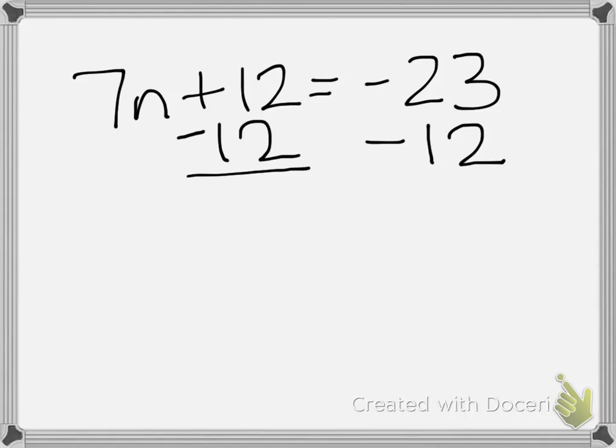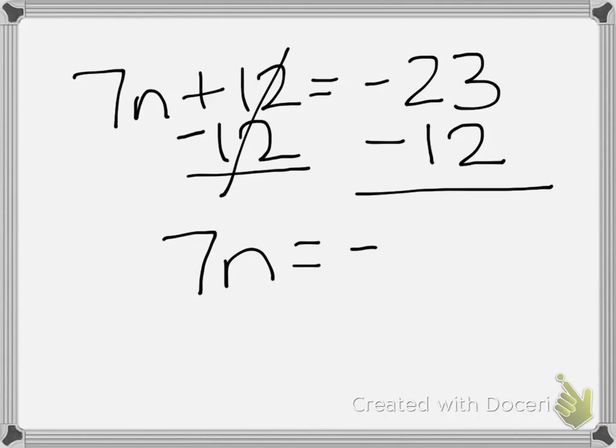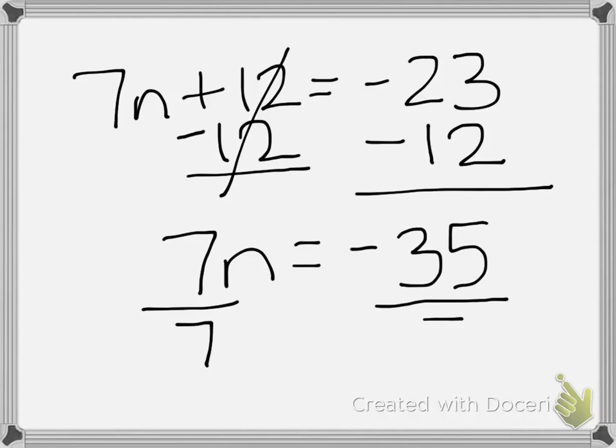From both sides, we have to keep it balanced. So the 12s cancel out. What is negative 23 minus 12? Negative 35. Very good. Okay, so now we are to remove the 7 off of the n. 7n is multiplication. What is the opposite? Division. So we divide by 7. These cancel, and we are left with n equals negative 5. All right, very good. Any questions on these so far?